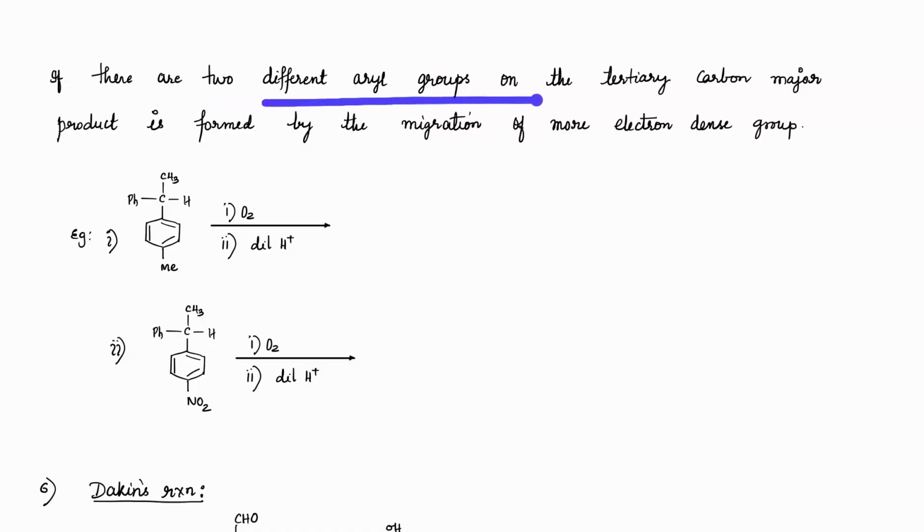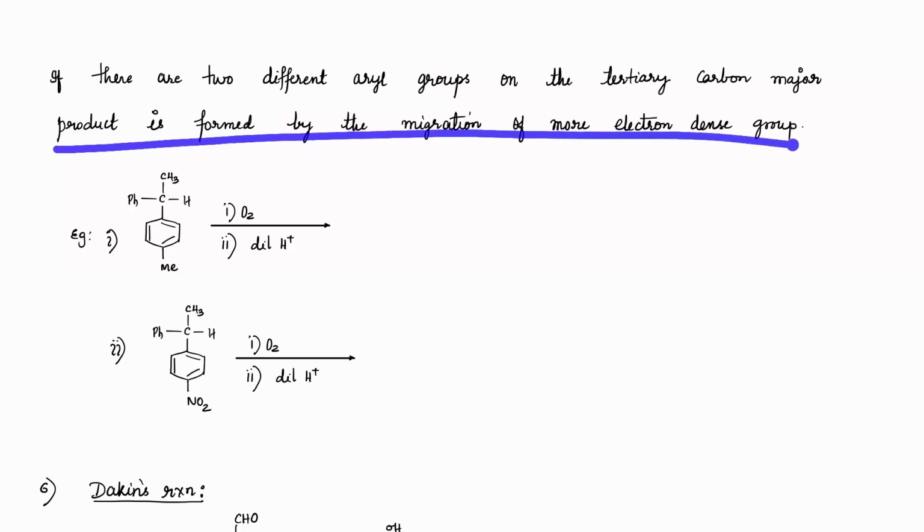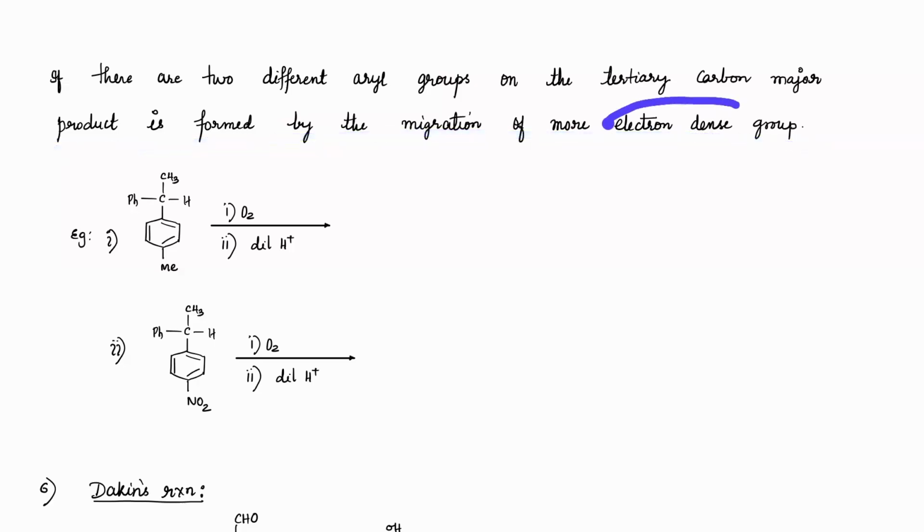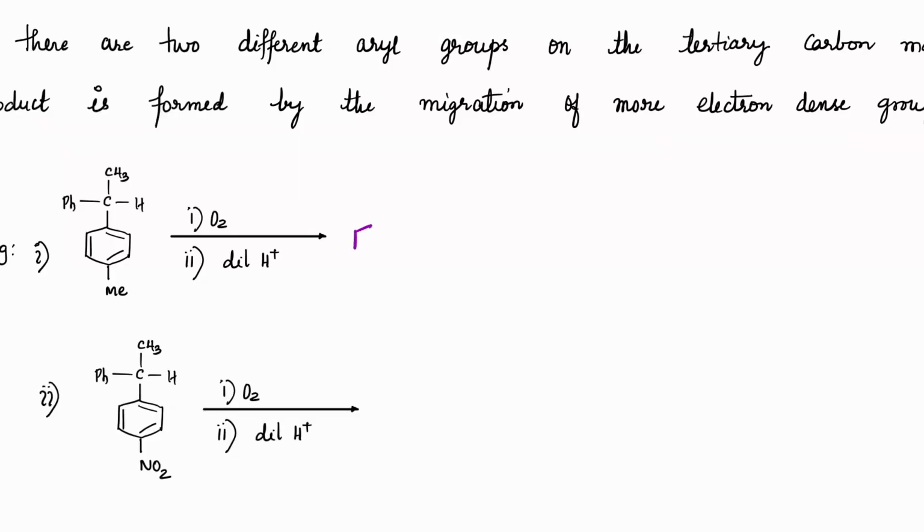Notice this: if there are two different aryl groups on the tertiary carbon, the major product is formed by the migration of the more electron dense group or more electron rich group. For example, this kind of compound is a starting material. So first you would have benzene with methyl connected with carbon OOH. This is that cumene type of form, which is a peroxide.